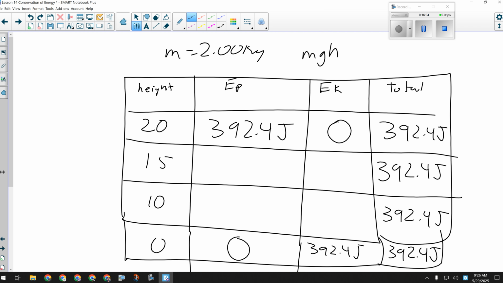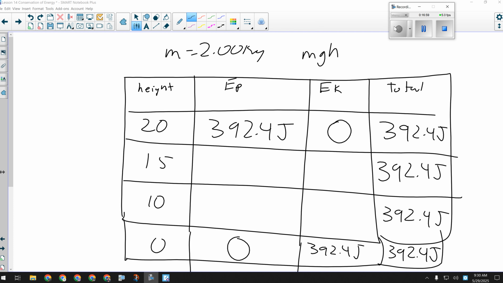Okay, so back to my original question. Can I calculate the potential energy at 15 and 10 meters? I have the formula for that, right? And since I know what it and kinetic energy add up to, I should be able to calculate kinetic energy in the other two boxes. I'll let you do the rest of that before I fill in the rest of the chart. Okay?